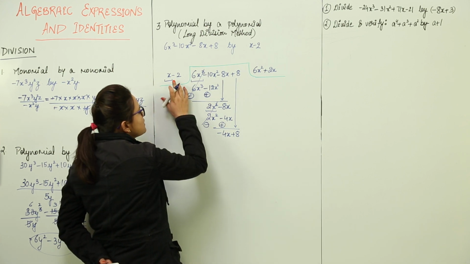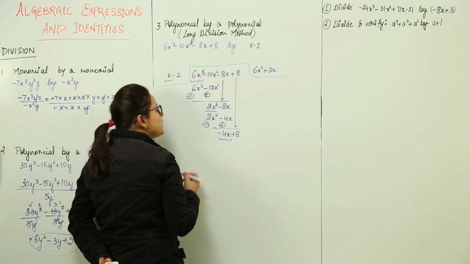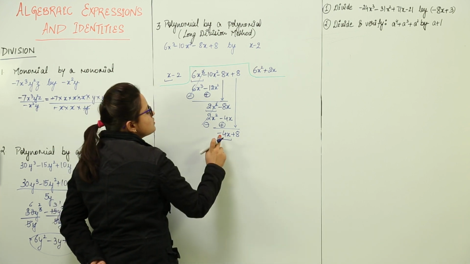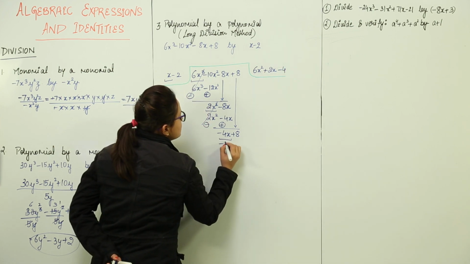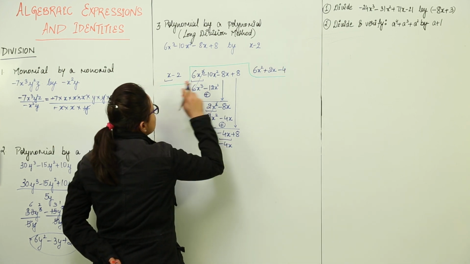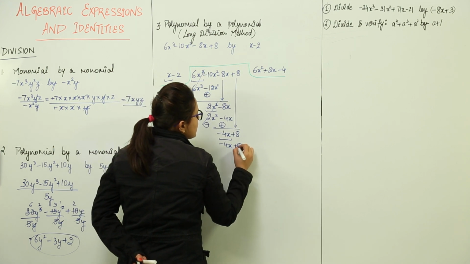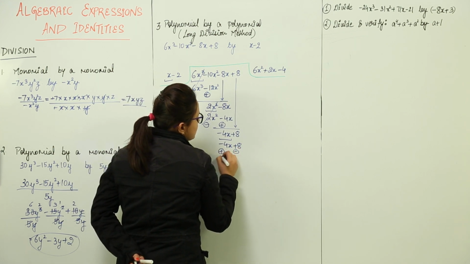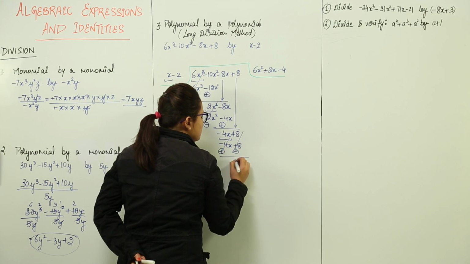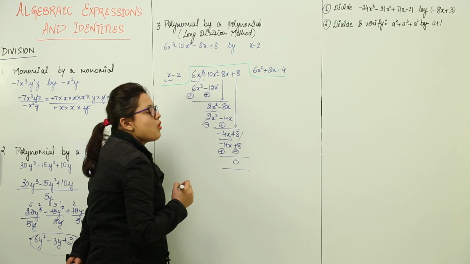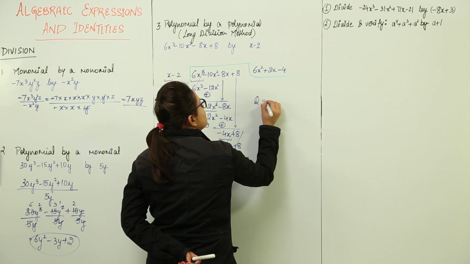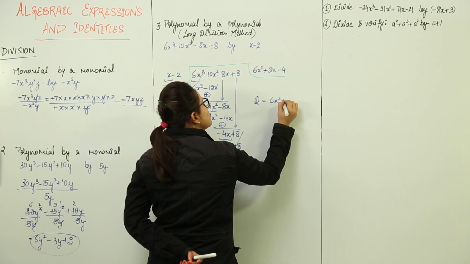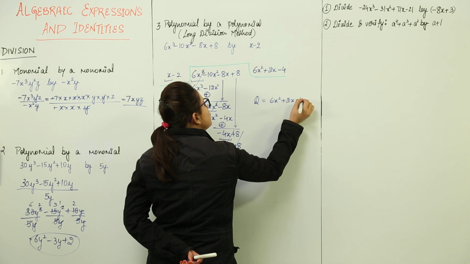Now we have to consider the first term as we have been doing. What should x be multiplied with to get minus 4x? That is minus 4. So we get minus 4x. Minus 2 into minus 4 becomes plus 8, and we change the signs. So here we get our remainder to be 0. So if I ask you what is the quotient in this question? The quotient is 6x square plus 2x minus 4.